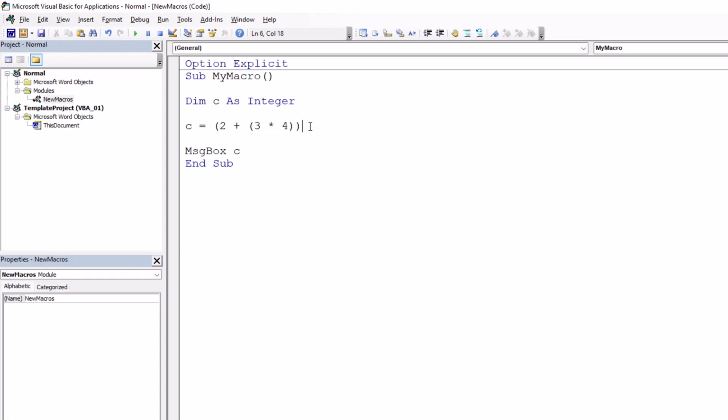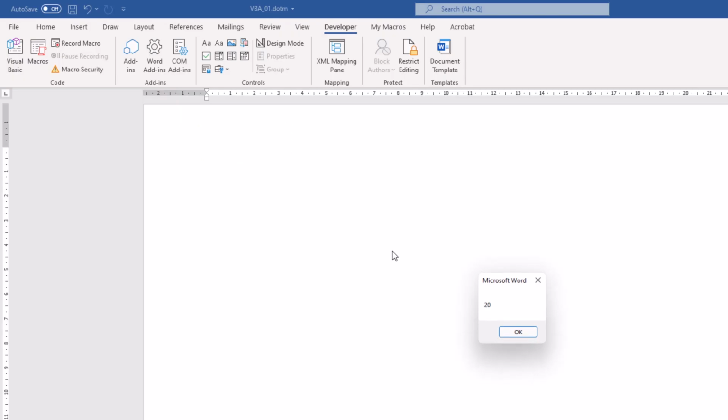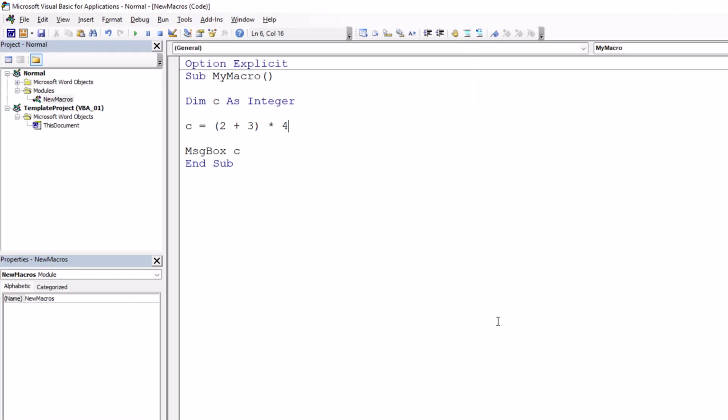So keep in mind, the priority is very important, and if we want to first calculate these two, we have the parentheses, which is the highest priority. Then now we have 2 plus 3 multiplied by 4. 5 by 4 is 20. And the lowest priority is the equal sign.